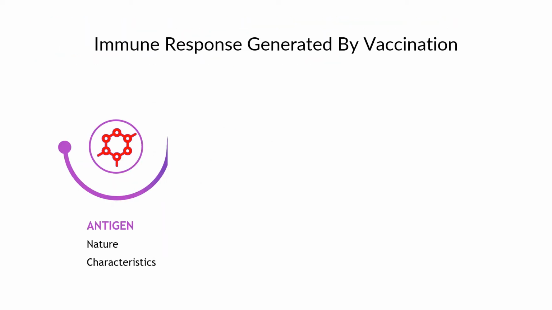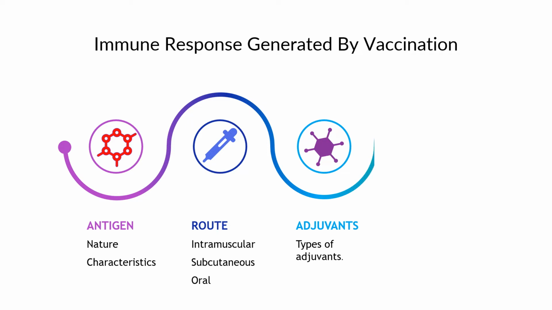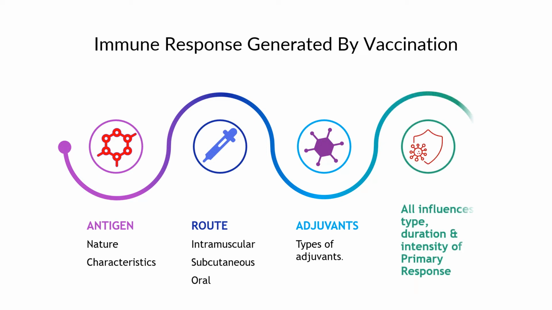Vaccines vary in how they stimulate the immune system. Some provide a broader response than others. Vaccines influence the immune response through the nature of the antigens they contain. This includes number and characteristics of the antigens, or through the route of administration, such as orally, intramuscular or subcutaneous injection. The use of adjuvants in vaccines can also help to determine the type, duration and intensity of the primary response, and the characteristics of resulting antigen-specific memory.